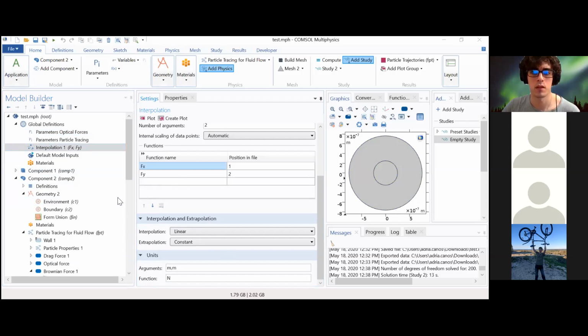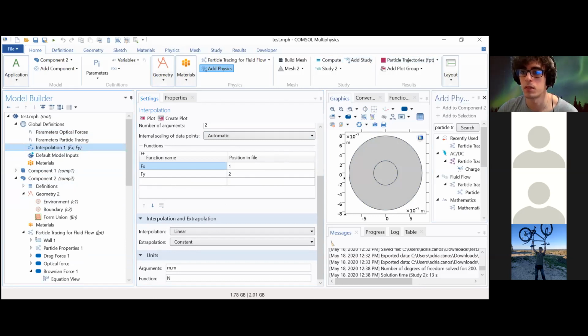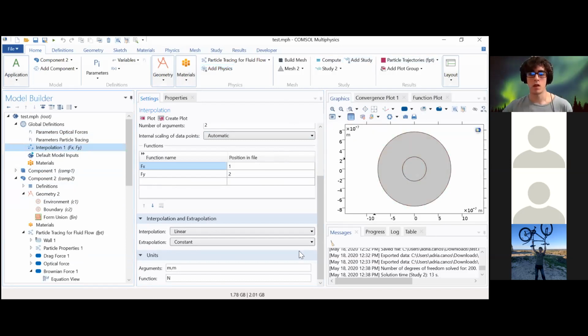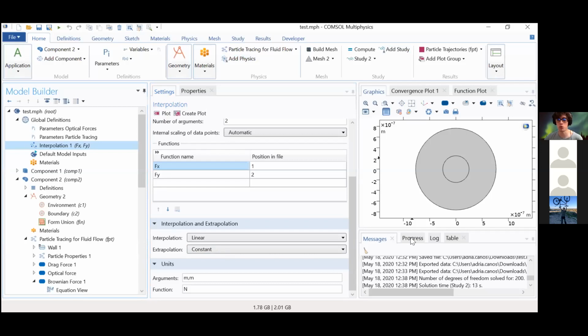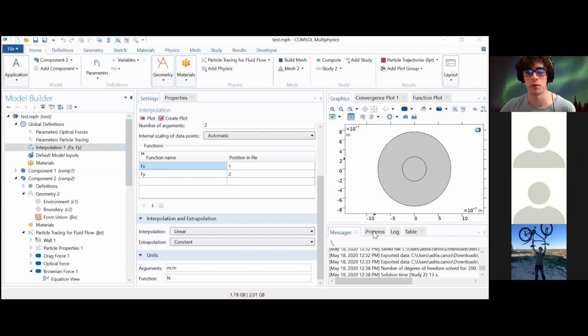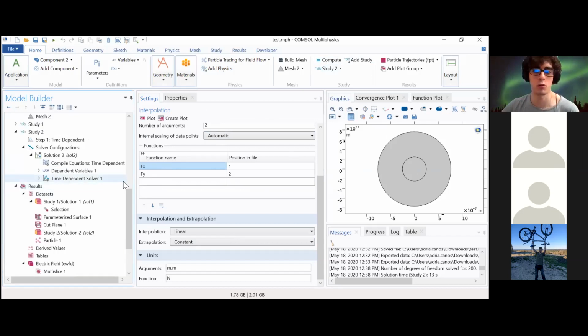Excuse me, could you please close the add study window? Add study, it's still open. Yes, I see. Sorry. By the way, do you see my Zoom window? Because I am afraid I'm covering part of the COMSOL model with it. We see the COMSOL model clearly.